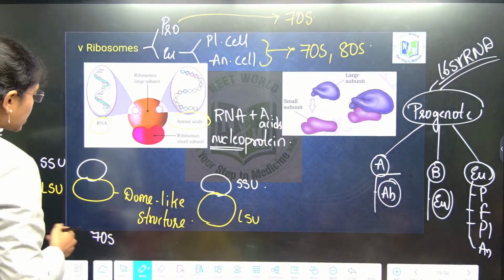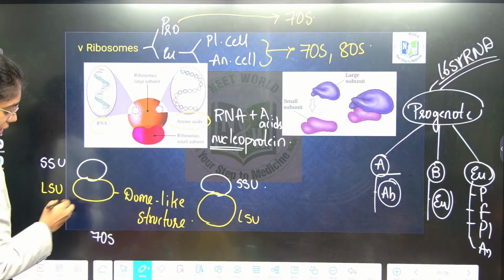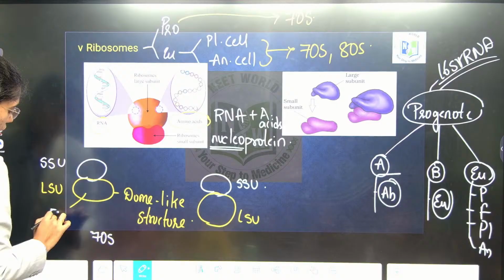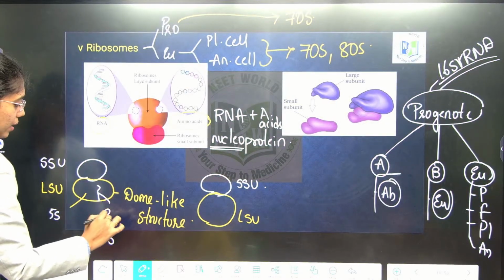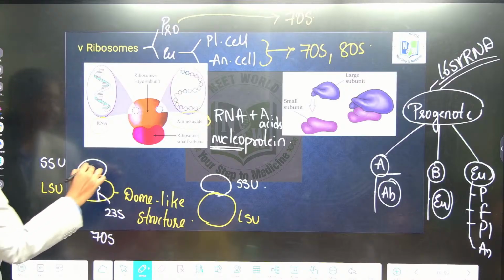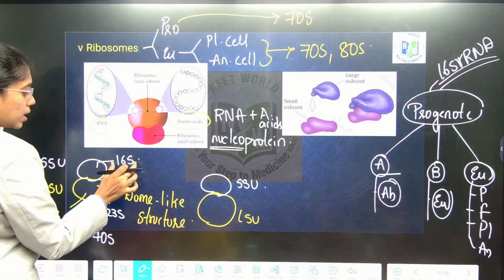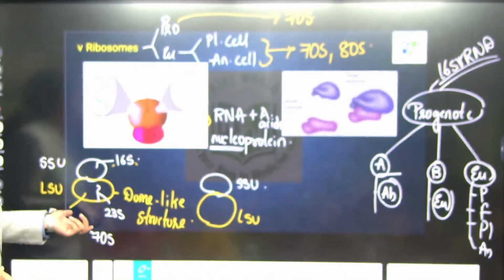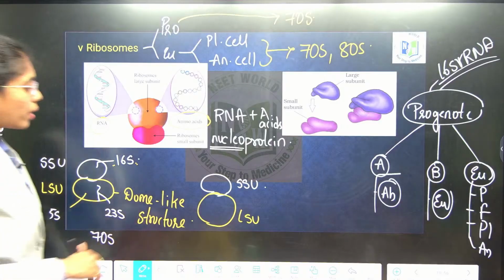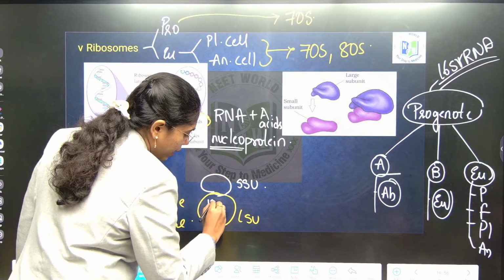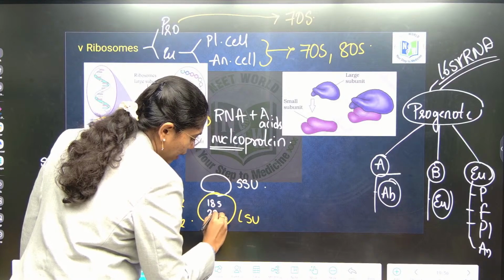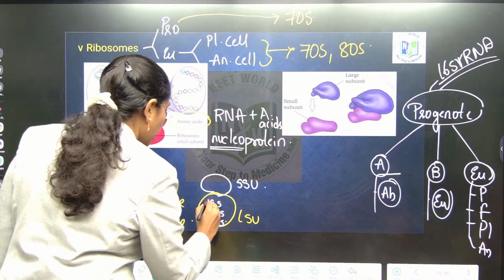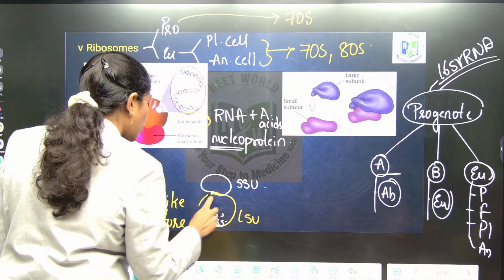Here, the larger subunit of 70S ribosomes has 5S and 23S, and the smaller subunit has 16S. These are different types of major components. In the eukaryotic ribosome, the larger subunit has 28S, 5.8S, and 5S. Small correction, 18S is in the smaller subunit.